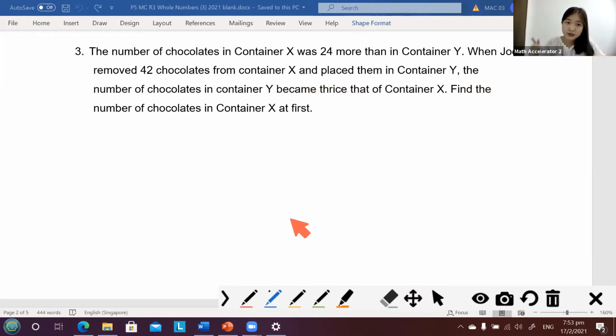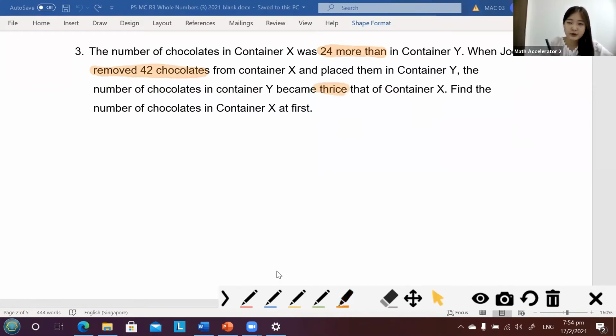Question 3. The number of chocolates in container X was 24 more than in container Y. This is the more than. When Joe removed 42 chocolates from container X, and placed them in container Y, the number of chocolates in container Y became thrice that of container X. Find the number of chocolates in container X at first.